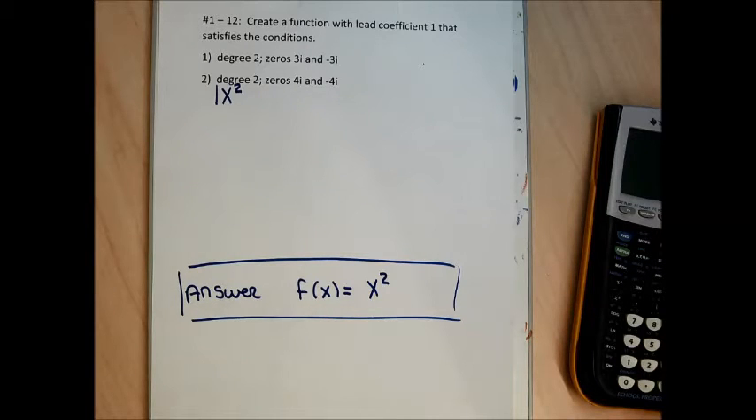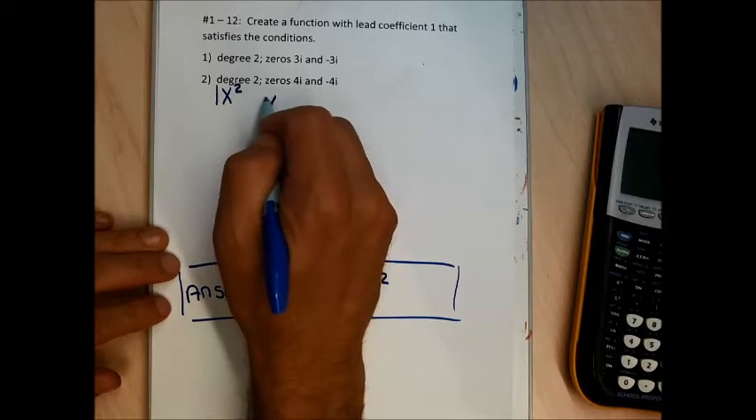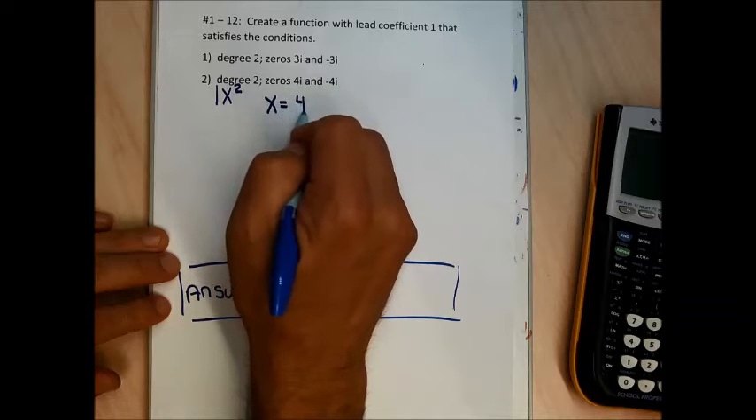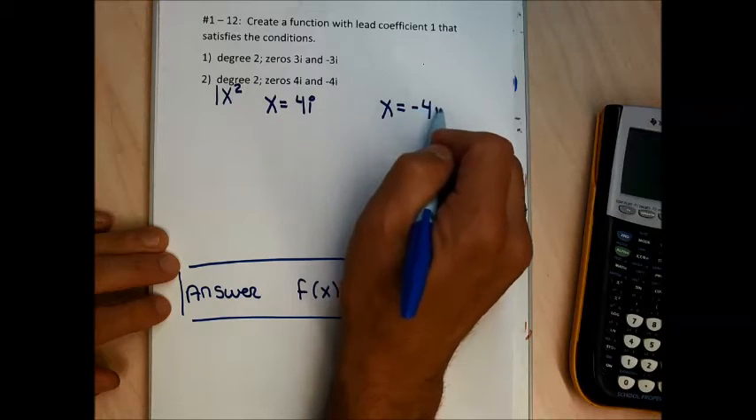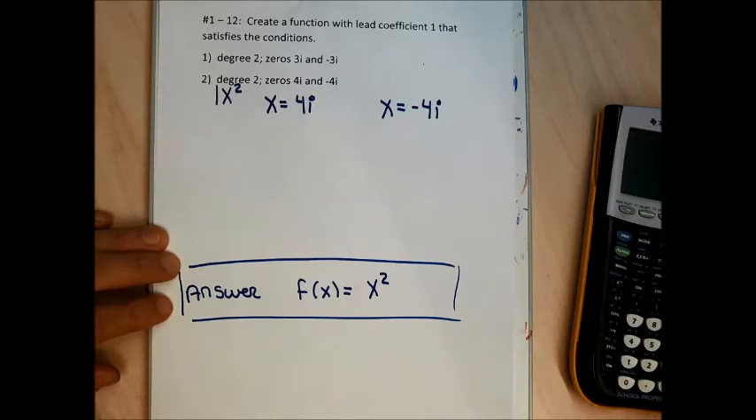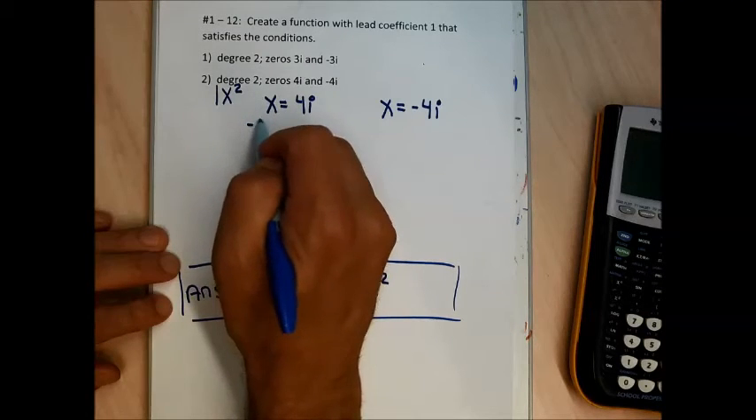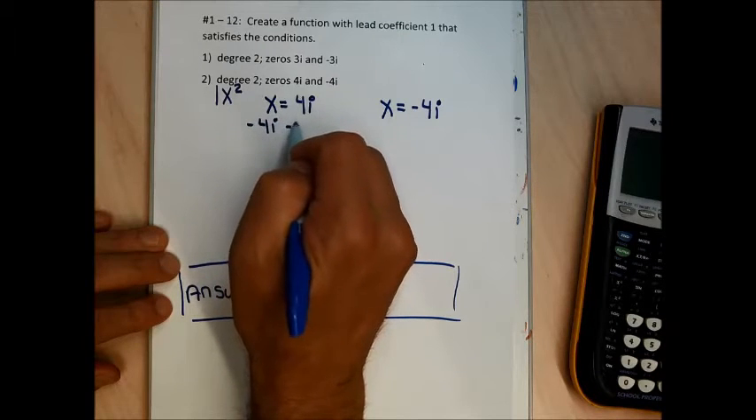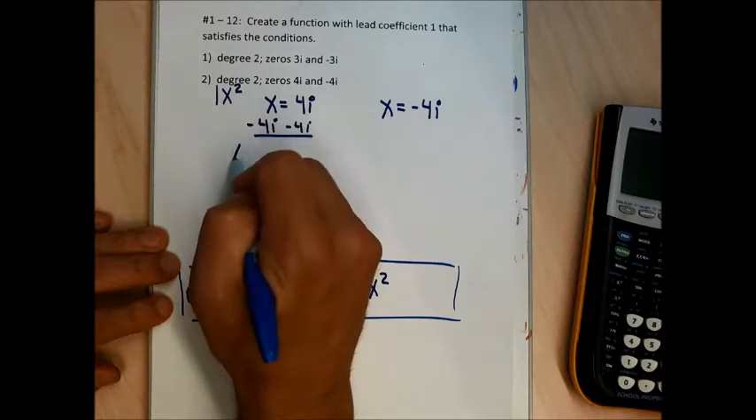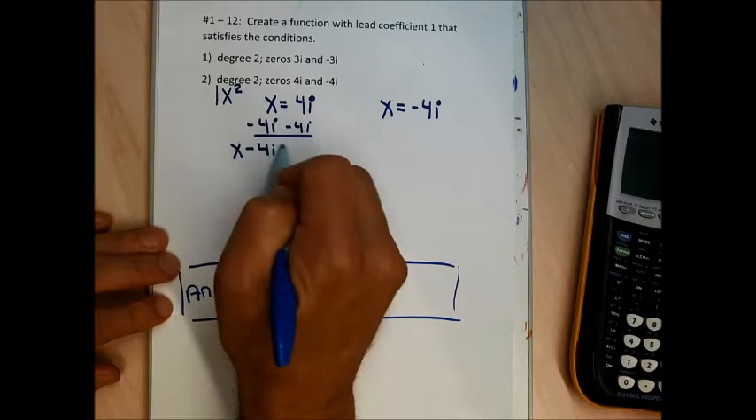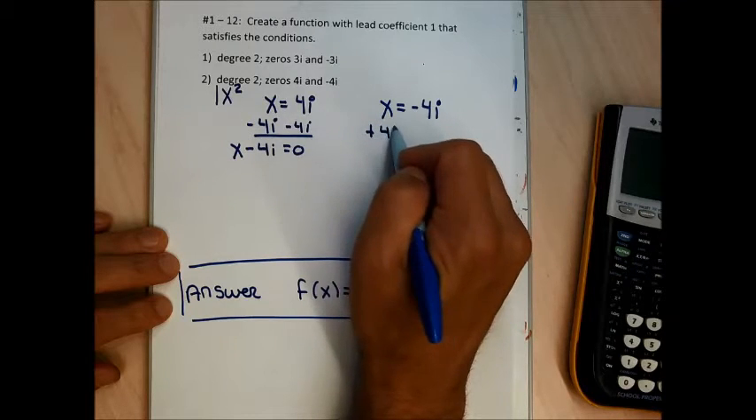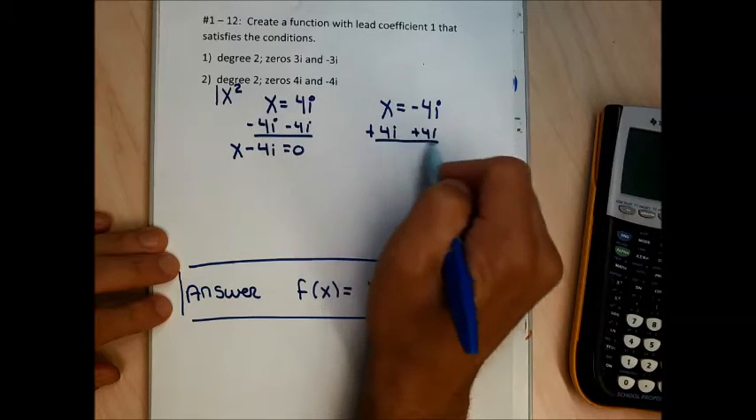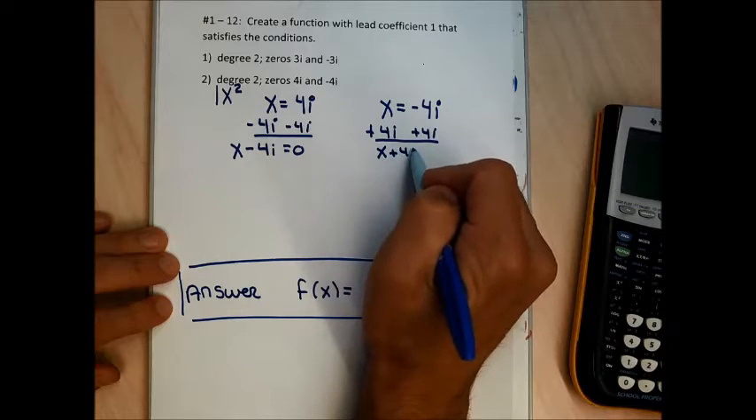Super easy to create this function. I want to have two zeros, so they're going to be x equals 4i and x equals negative 4i. So what I'm going to do to get my zeros is take whichever zero I want and set it equal to x, and then I'm going to set that equal to 0. So for the x equals 4i, I'm going to subtract 4i from both sides and get x minus 4i equals 0. For the x equals negative 4i, which is the second zero, I'm going to add 4i to both sides and get x plus 4i equals 0.